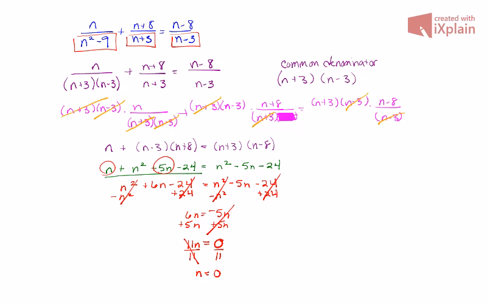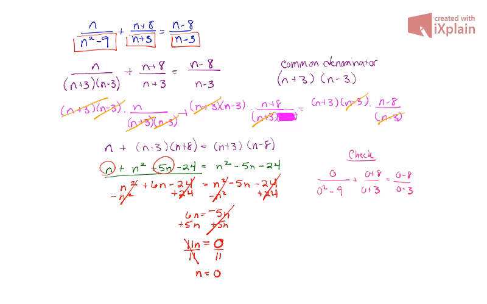It can happen. Not every answer is going to be equal to a 2 or a 7 or something along those lines. But as we had said before, we can go ahead and do a check if you don't believe that this is the solution. So everywhere that I see an n, I'm going to substitute a 0 in for it. So I have 0 squared minus 9 plus 0 plus 8 over 0 plus 3 is equal to 0 minus 8 over 0 minus 3.